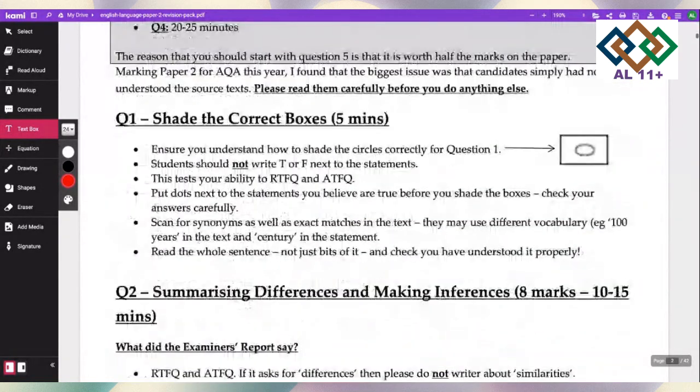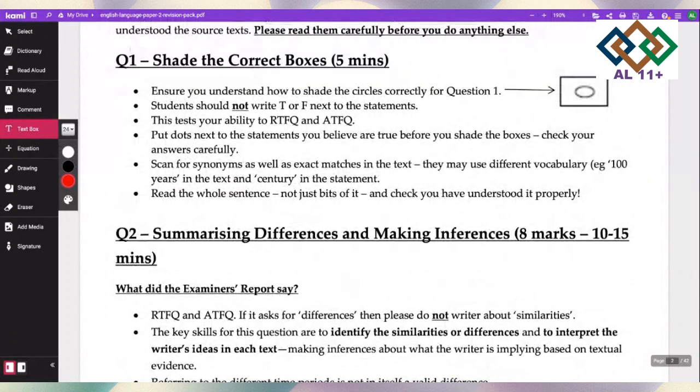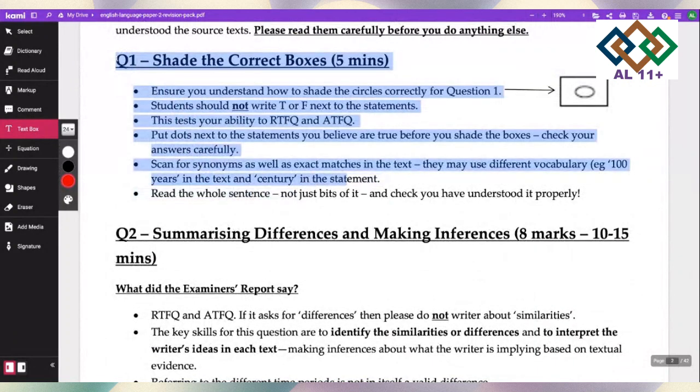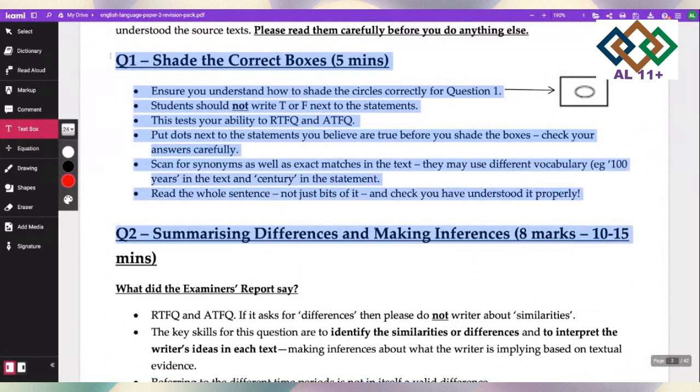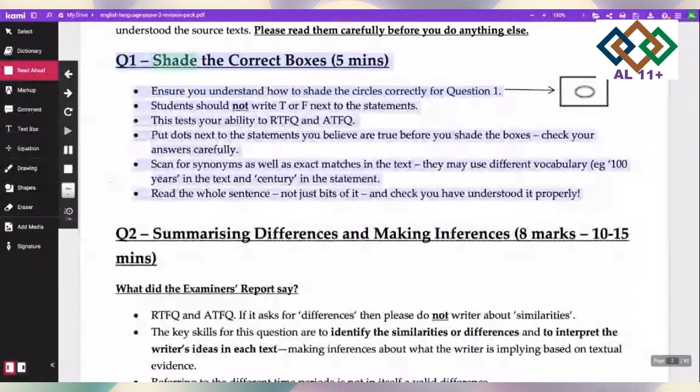So let's talk about question 1, what you will be getting in question 1. Let's read this now. Q1. Shade the correct boxes, 5 minutes. Ensure you understand how to shade the circles correctly for question 1. Students should not write T or F next to the statements. This tests your ability to RTFQ and ATFQ. Put dots next to the statements you believe are true before you shade the boxes.